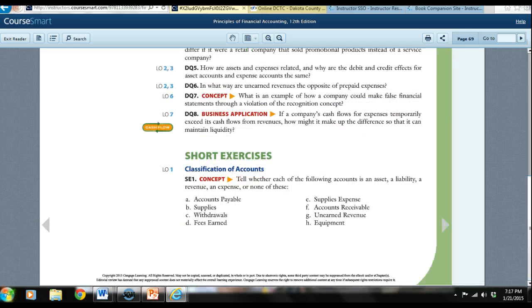Who wants to take accounts payable? What's the normal balance of accounts payable? A debit or a credit? The normal balance of a liability. SE1. Let me do this real quick.